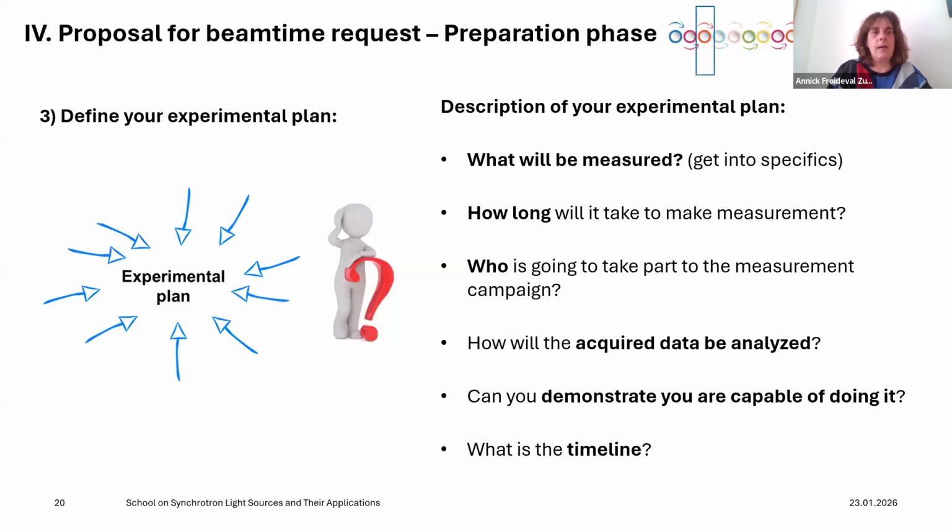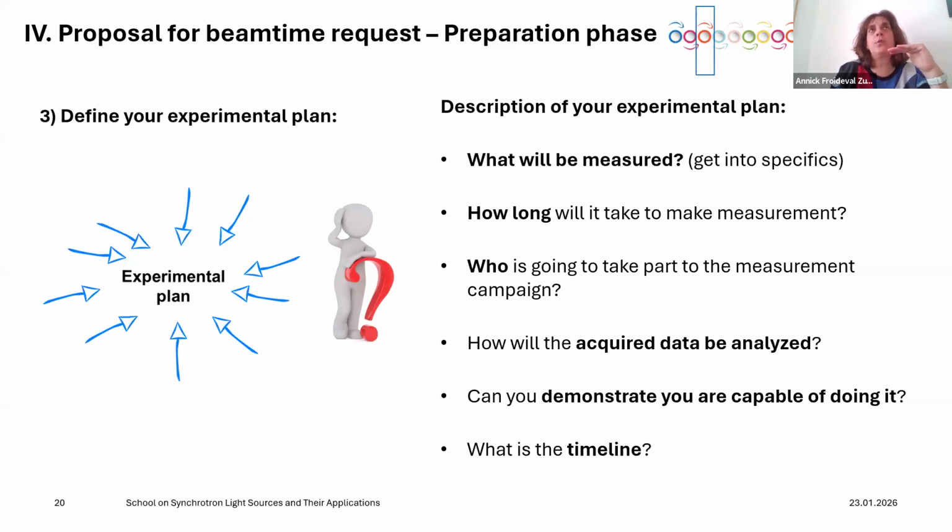Then, having answered bullet 2, you start to define your experimental plan in the third step. That means you try to go into the specifics of what you want to measure. That means here the techniques you would like to use, maybe the order of the measurements, how you would like to make them. This is something also you can discuss with the beamline scientists.